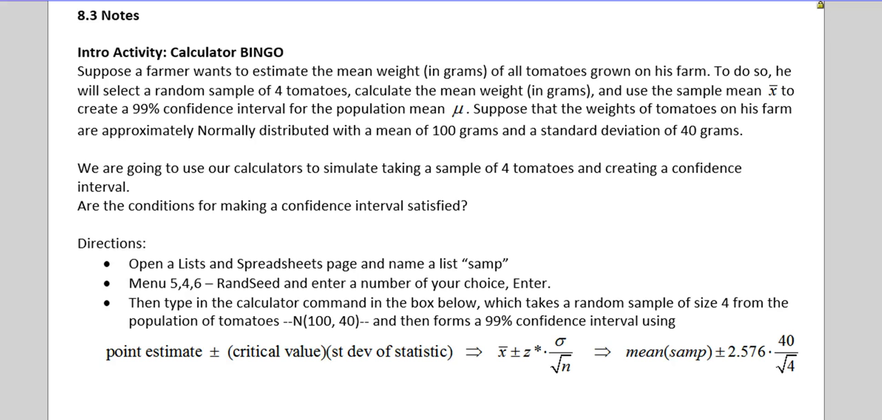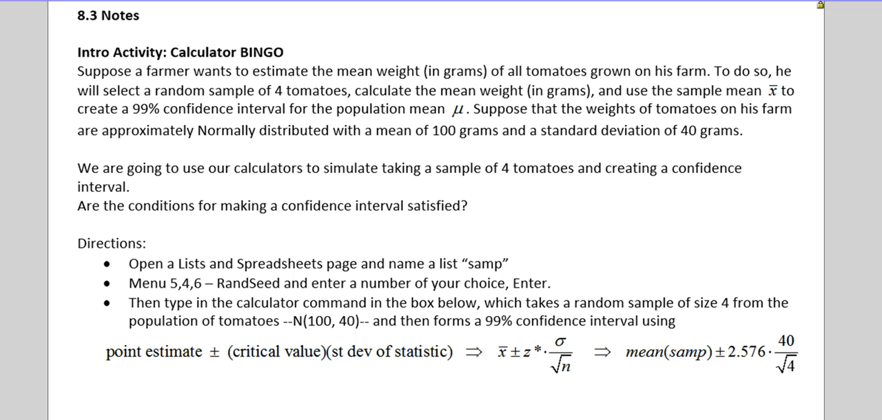To start out section 8.3, estimating a mean, we're going to do an activity called Calculator Bingo. In this scenario, we suppose a farmer wants to estimate the mean weight in grams of all the tomatoes grown on his farm. To do so, he will select a random sample of 4 tomatoes, calculate the mean weight in grams, and use the sample mean x bar to create a 99% confidence interval for the population mean mu.